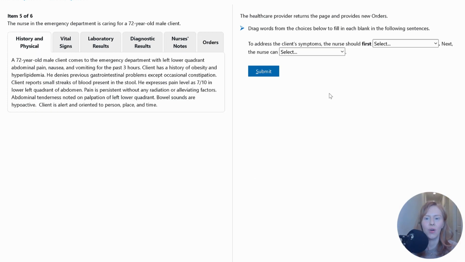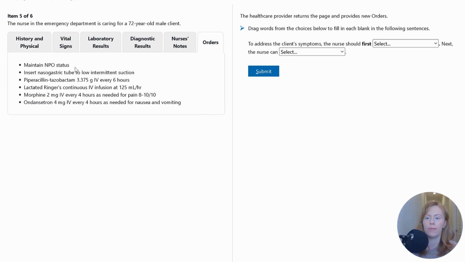All right, so item 5, we've now got our healthcare provider returned our page and we have new orders. So let's see what we got. Maintain NPO status, like we discussed in the previous question, inserting that nasogastric tube to low intermittent suction, giving piperacillin-tazobactam, which is an antibiotic, lactated Ringer's for continuous IV fluids, IV morphine for pain, and then ondansetron for nausea. Good. These are all the things that we decided are indicated for this client.